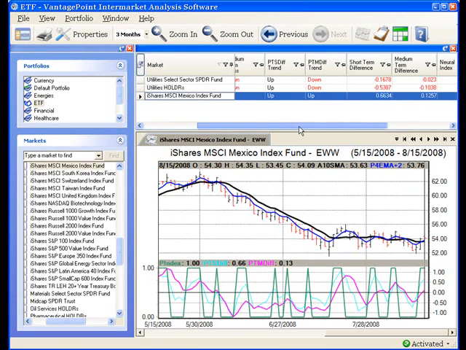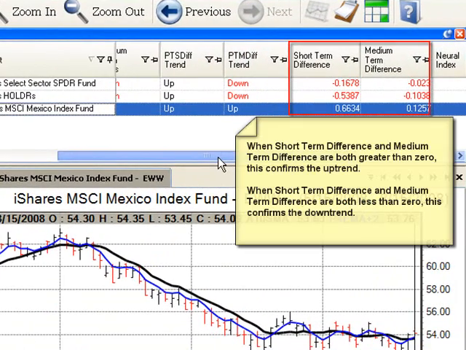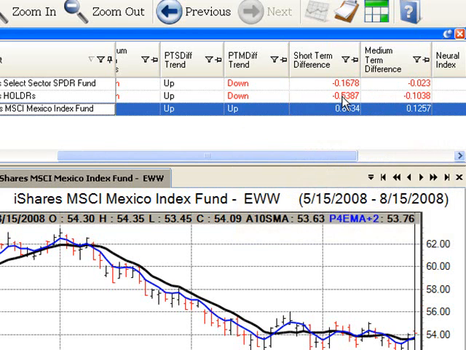Next, we are going to look at the short-term difference and medium-term difference values. When both of these numbers are greater than 0, as in the example of the iShares MSCI Mexico Index Fund, this confirms a predicted uptrend. When both of these values are less than 0, this confirms the predicted downtrend.